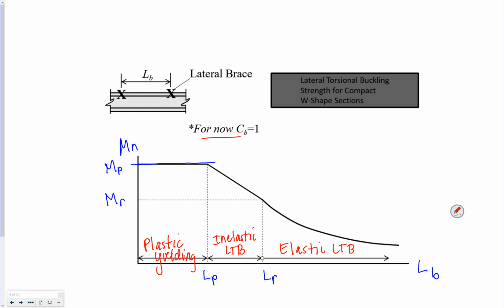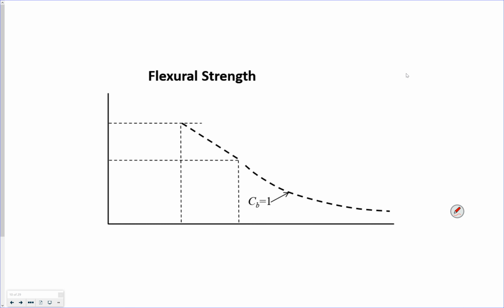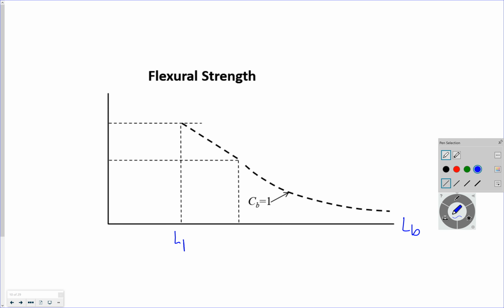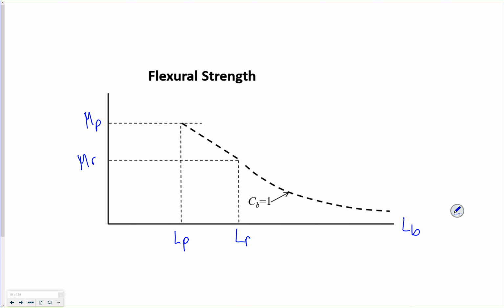That was all assuming I had a uniform moment distribution along the length of the beam. But what happens if I don't? All right, let's add our labels here: LB, LP, LR, MR, MP. Well, good news is I have a little bit more to play with, right?